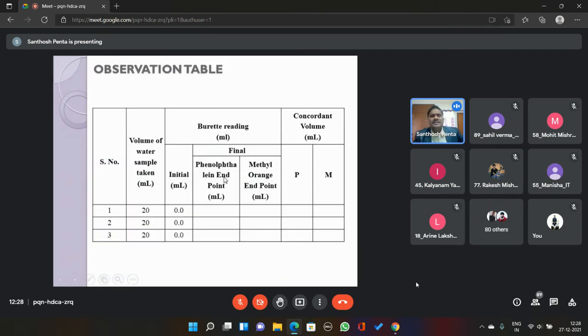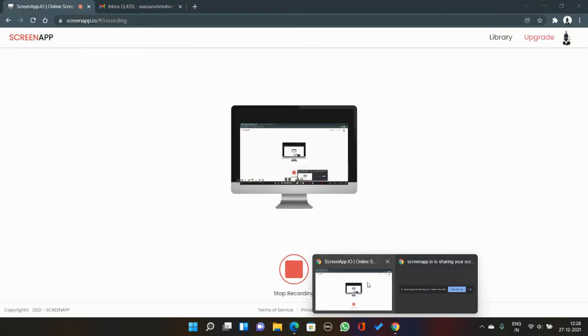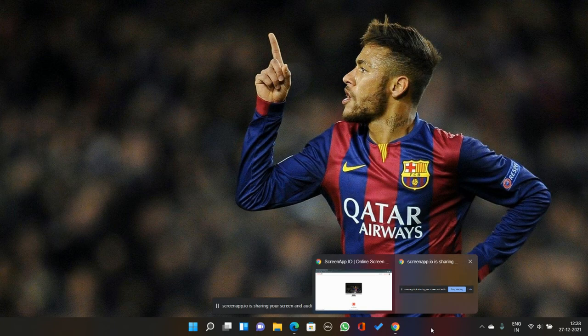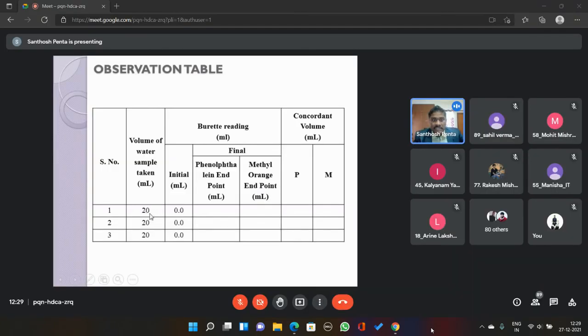You may be getting some confusion about that procedure; in the observation table, we can understand clearly. Now, this is the first series. Pipette out 20 ml of hot water sample into the conical flask. Yes, we took the alkaline water into the conical flask, that is 20 ml. Then this is the burette reading. That burette has the standard acidic solution, N by 100 HCl solution. That is fine. Now here, the initial value is 0.0.